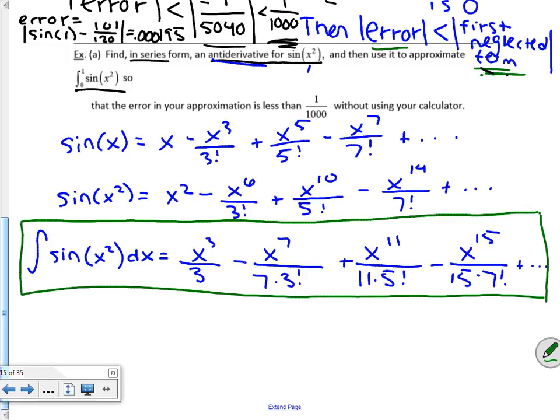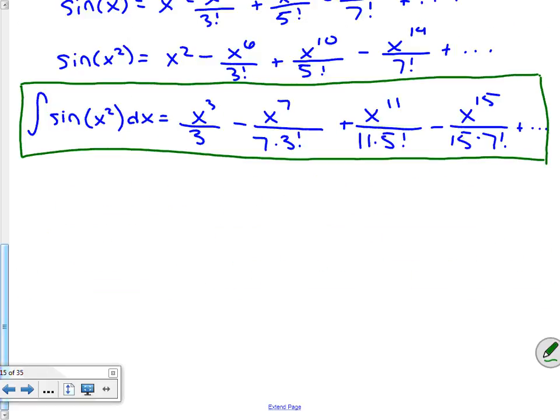Then they asked us to use this to approximate the integral of sine of x squared from 0 to 1. We have to approximate this because we can't integrate sine of x squared. We don't know the method. So we need to use our approximation. And again, they want my error to be less than 1 over 1,000. All right, so the only thing I need to do is make this a definite integral. So I want to integrate from 0 to 1 sine of x squared dx.